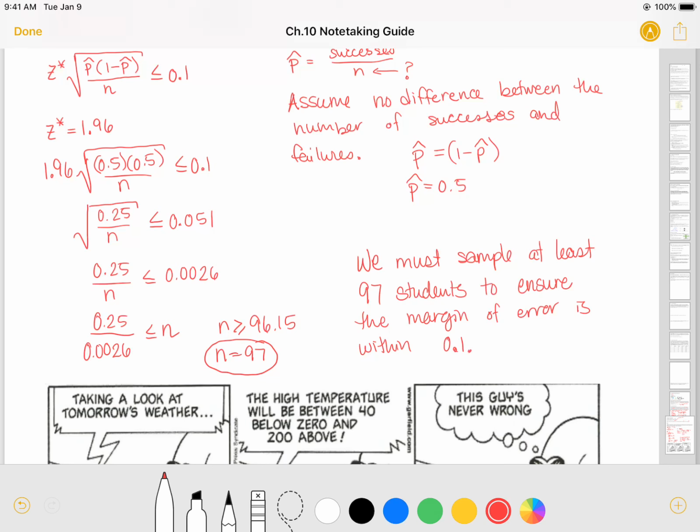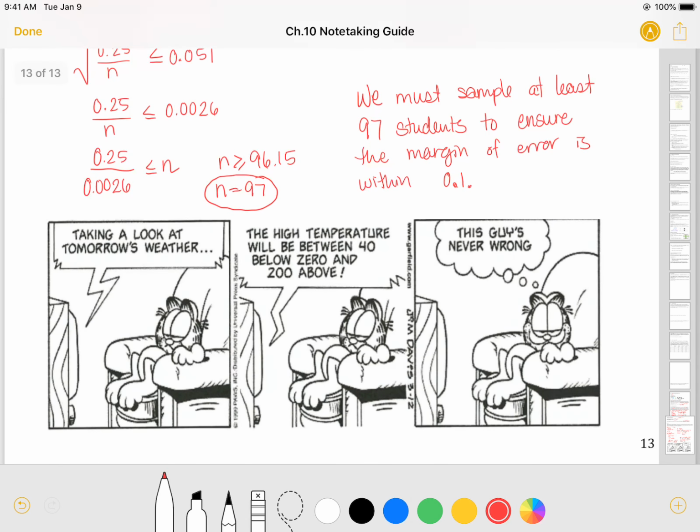Okay, so now that you've learned quite a bit about confidence intervals, you might enjoy this nice little joke at the bottom here.